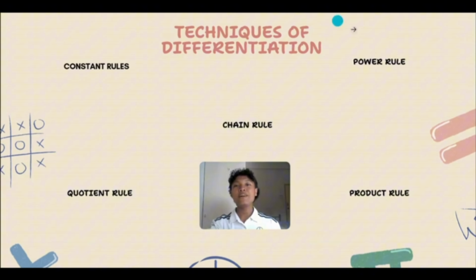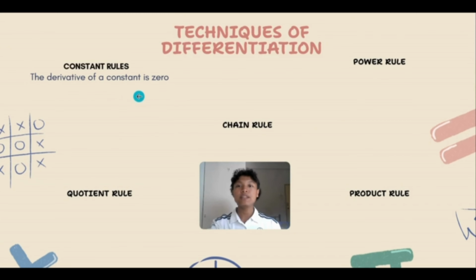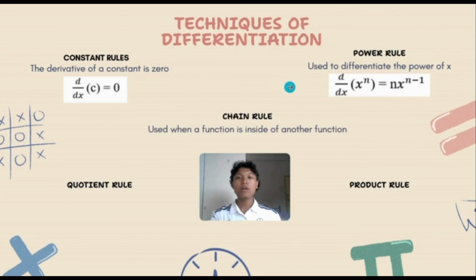So these are the techniques of differentiation. First we have the constant rule. The derivative of a constant is 0. So this is the formula for the constant rule. Next we have the power rule. The power rule is used to differentiate a power of x. So this is the formula for the power rule. And next we have the chain rule. It's used when a function is inside of another function. So this is the formula for the chain rule.